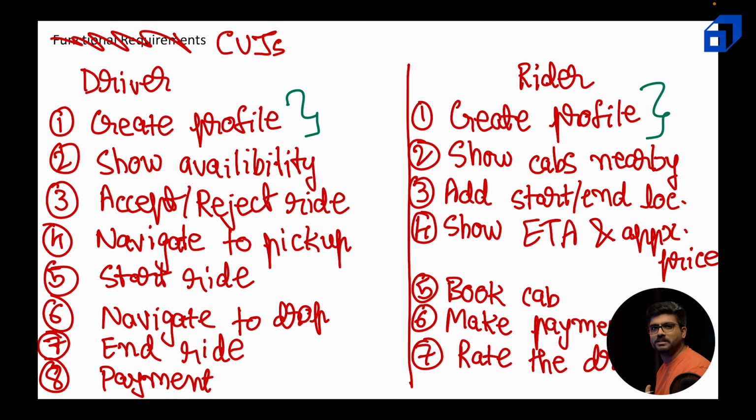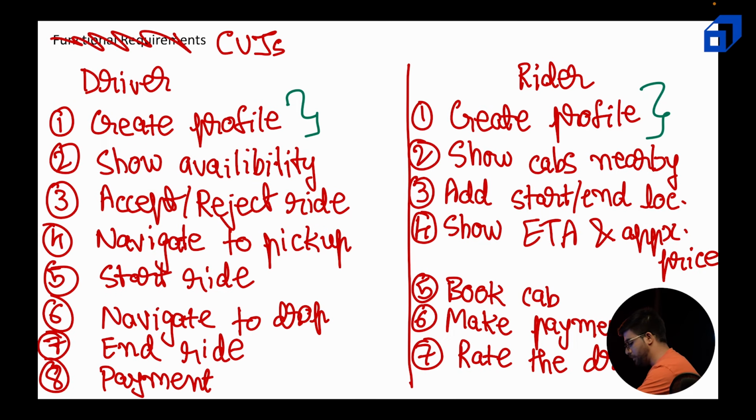We will have a profile service which will expose some of the CRUD APIs like create profile, update profile, get profile, and delete profile. So I'm not going to explain that in detail. The profile service will take care of that. Now, show availability for the driver. It is exposed to the WebSocket server, so whenever the availability is live, it will start sending pings to the location service. Now, show cabs nearby is done.